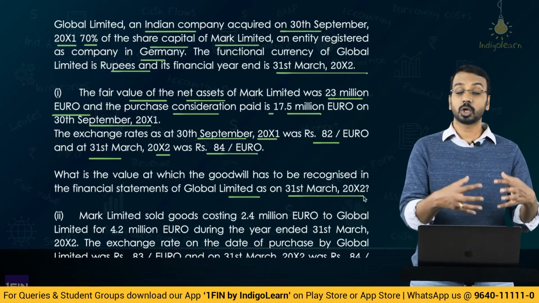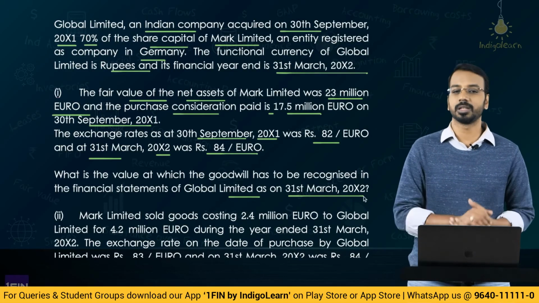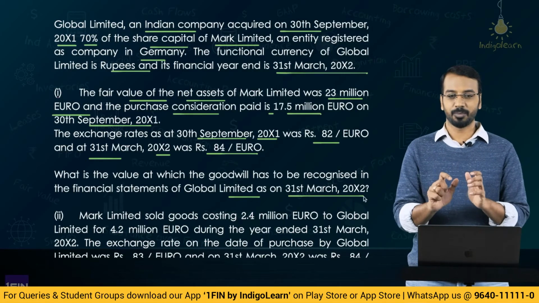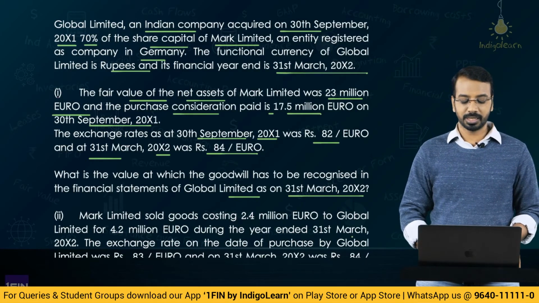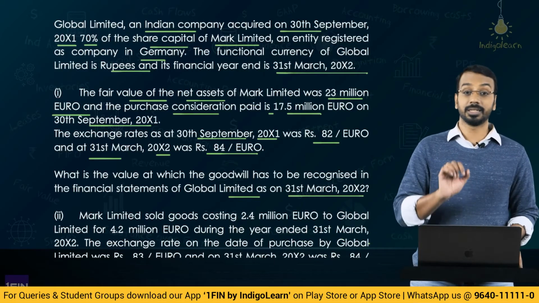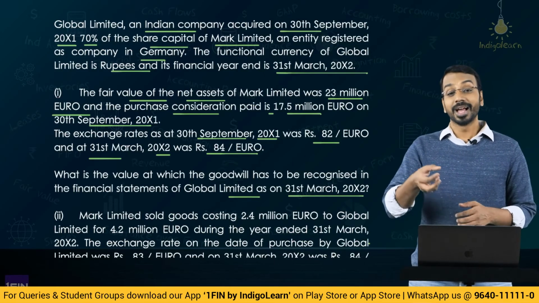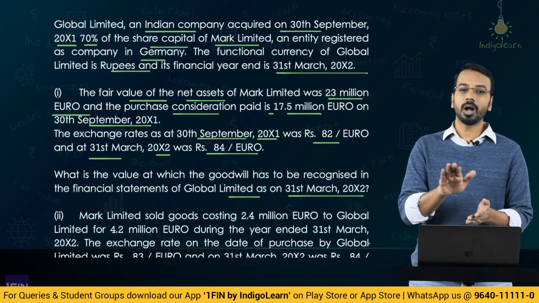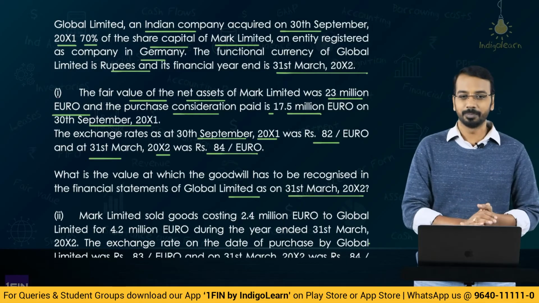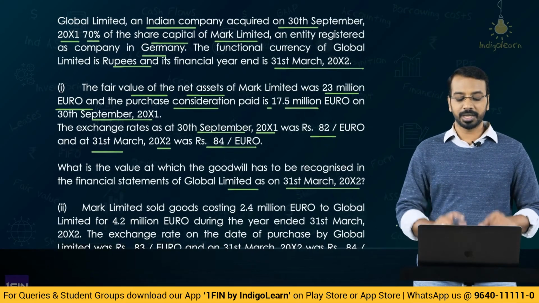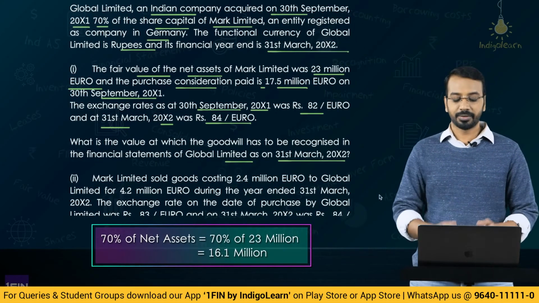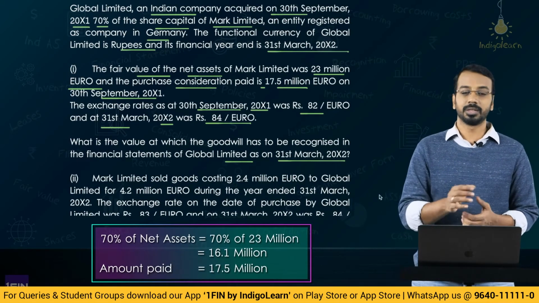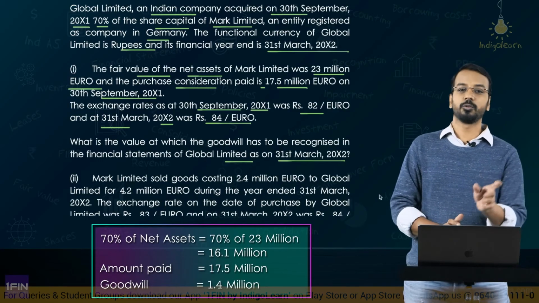Now, when we prepare the consolidated financial statements as on 31st of March of year 2, there has to be a goodwill component because of the subsidiary. Why am I saying goodwill? Because the question itself says what is the value of goodwill that has to be recognized. Now the key question is, how do we compute goodwill? That is one part. The second part is, at what exchange rate should we compute the goodwill? So, say for example, you calculate, okay, 23 million is the net asset, 70% of that comes to 16.1 million, amount paid is 17.5 million, the difference is 1.4 million, 1.4 million is goodwill.